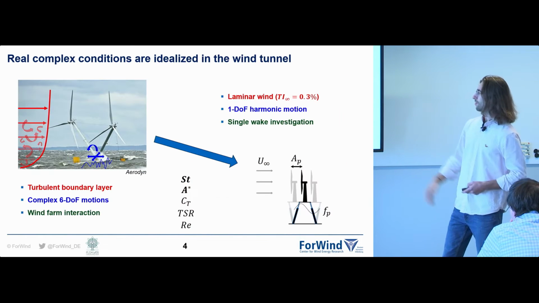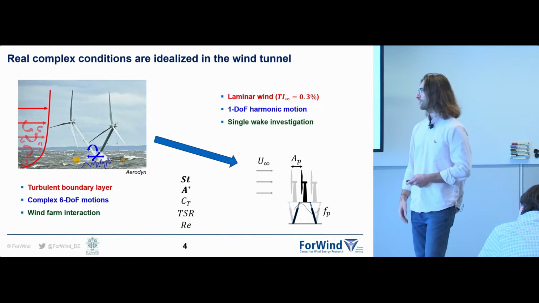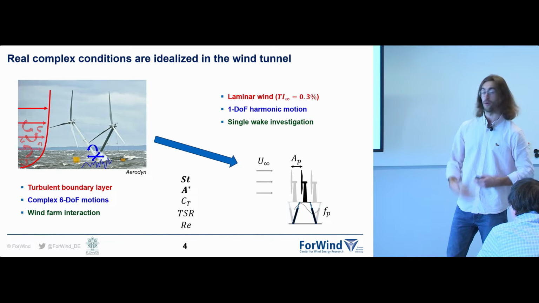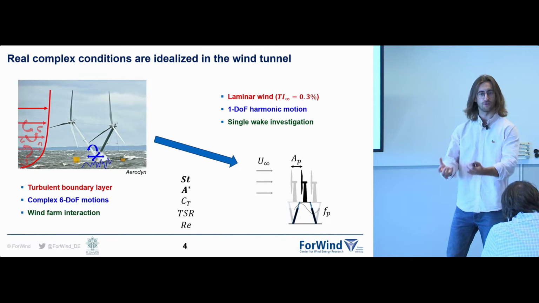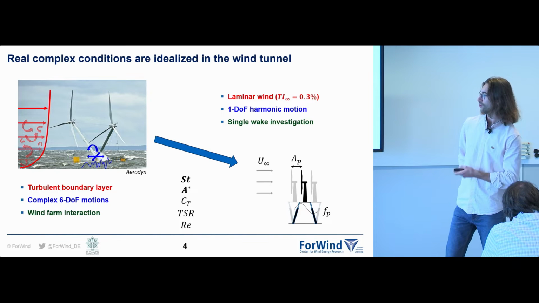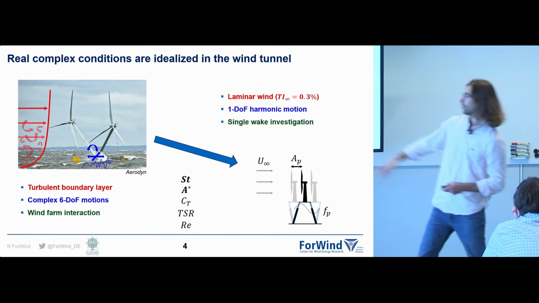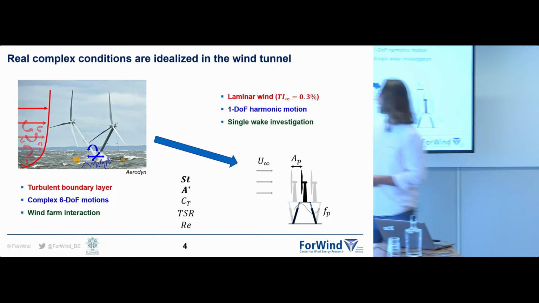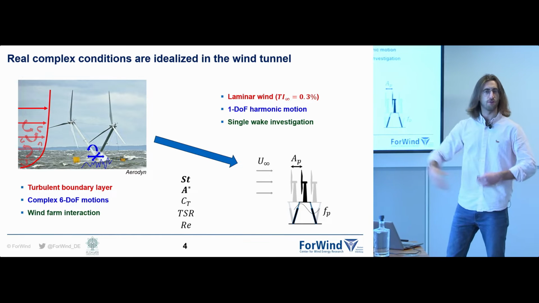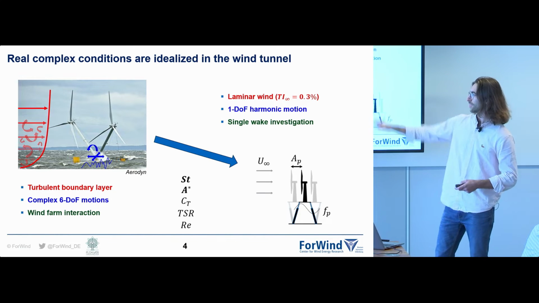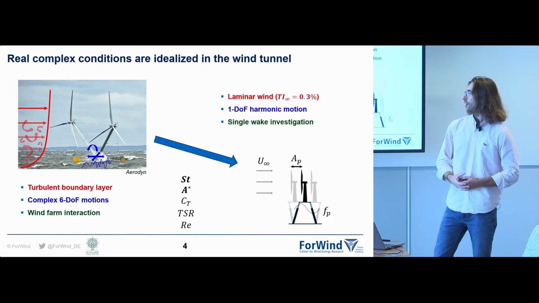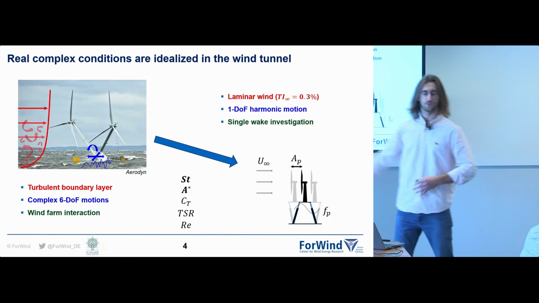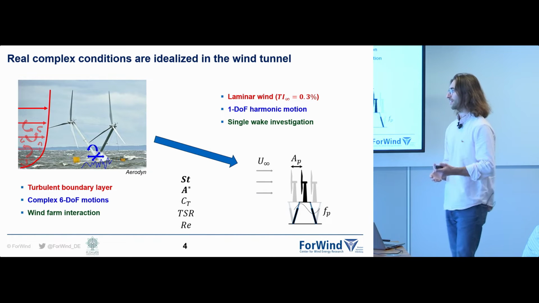So I'll go back to this floating offshore environment. As I was saying at the beginning, it's quite complex. First of all, there is turbulence. The incoming flow that the turbine is seeing is mainly what we call a turbulent boundary layer. So it has a wind speed that evolves with the height, and it features turbulence. The interaction of the wind, the wave currents, and the nonlinear dynamics of the floating platform will give rise to complex 6 degrees of freedom motions. So the turbine is moving quite chaotically, let's say.